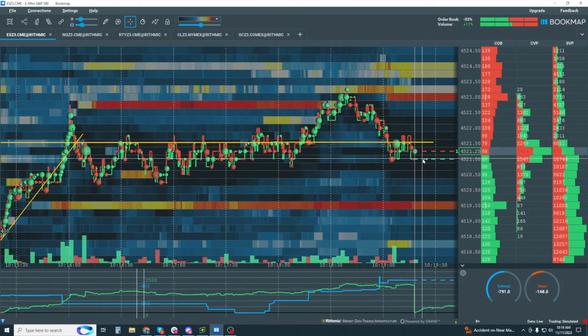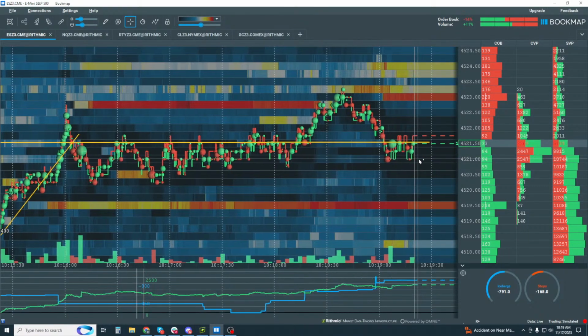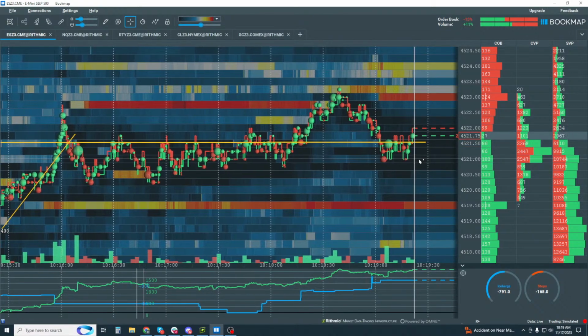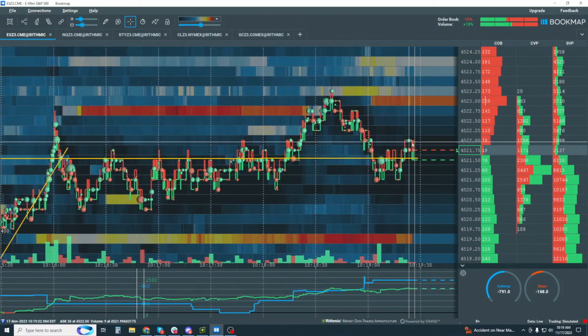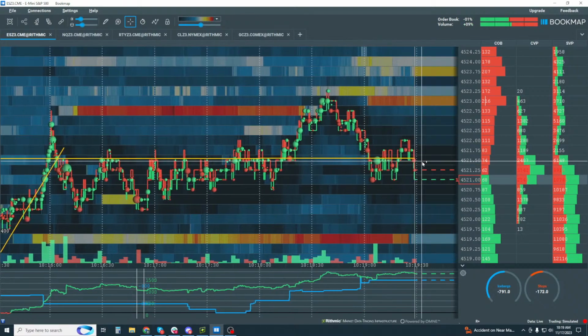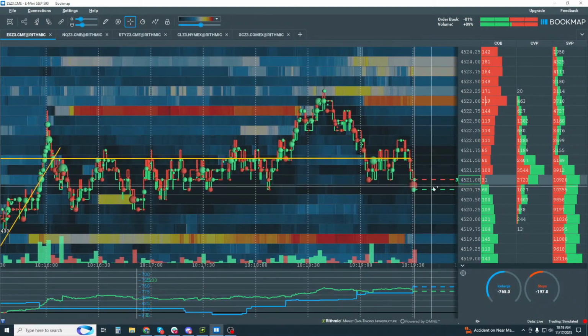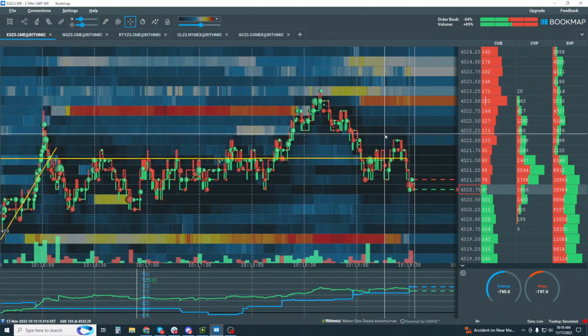There's our pullback. Let's see more sellers in here, and I want to see them break the range. Not yet. Let's get a bit more selling here. Here we go. All right, sellers, and let's see if you can drop it down to about this 19 and a half now.